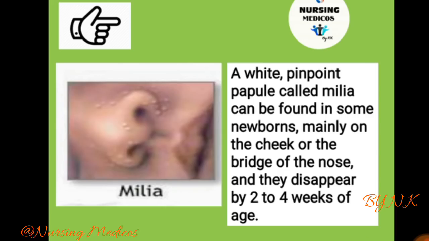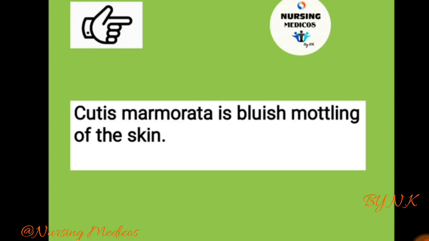Next one we'll see. We can see in this picture white pinpoints. That is milia, which can be found in some newborns, mainly on the cheeks or bridge of the nose, that disappear by 2 to 4 weeks of age. We can see milia in this picture.